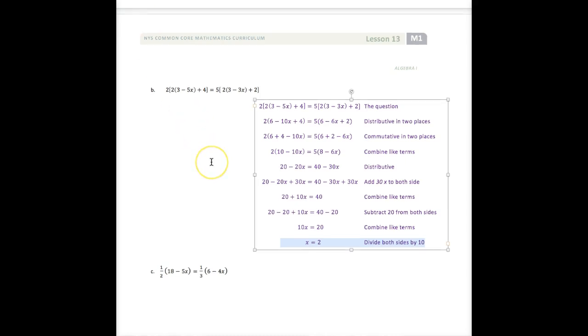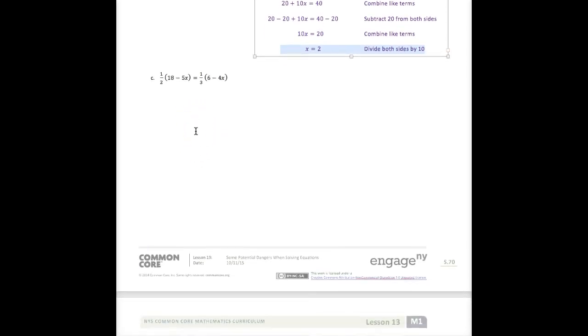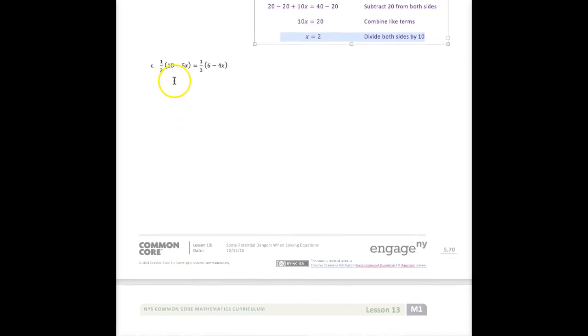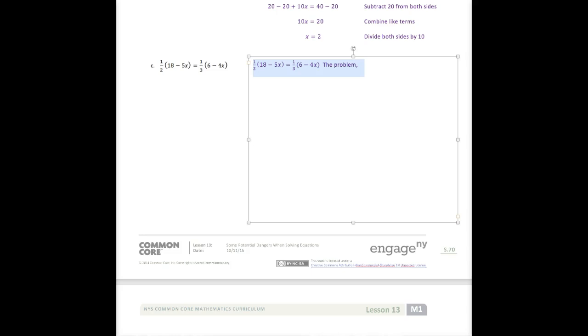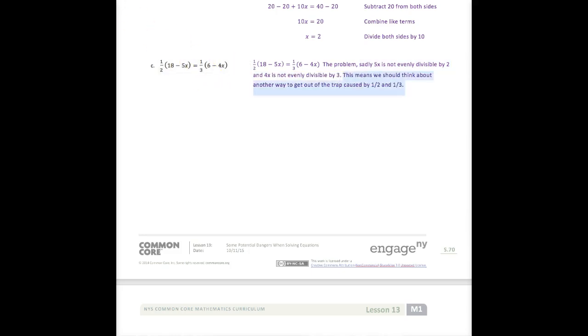Did it again. Doing great. All right, one more question. This one probably making your stomach hurt right now. Sometimes these make my stomach hurt. Now, I would have been really happy if the half would have gone into 18 and 5, but it doesn't go into 5. And the same thing occurs. The problem is that, sadly, 5 is not divisible by 2, and this 4x is not divisible by the 3. So we've got to think of a different strategy.